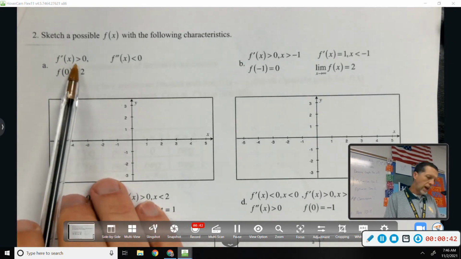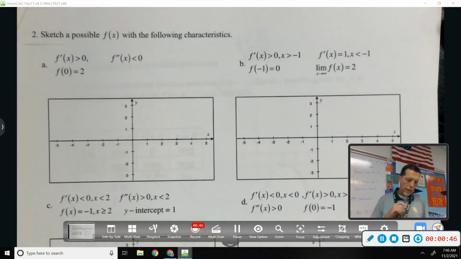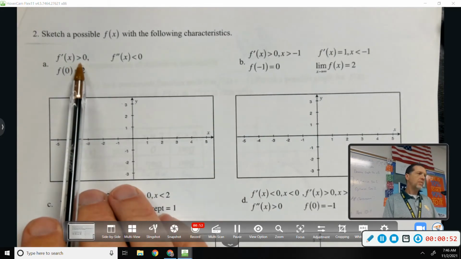So 2a, let's do a couple together. Let's do the first 2 together, and then I'll leave you with the rest of them. And then we got one more thing to do today. F prime is greater than 0. So what's that mean?